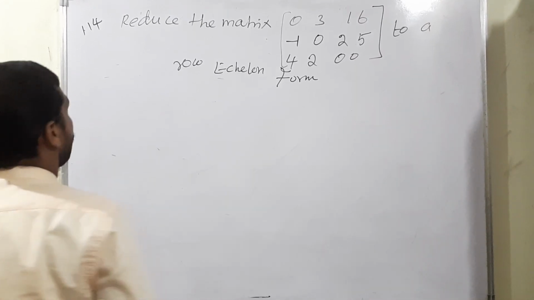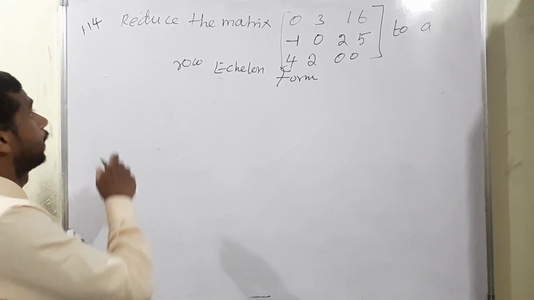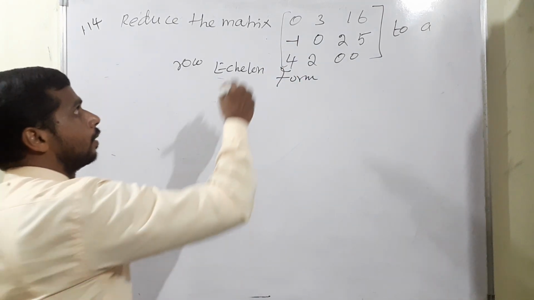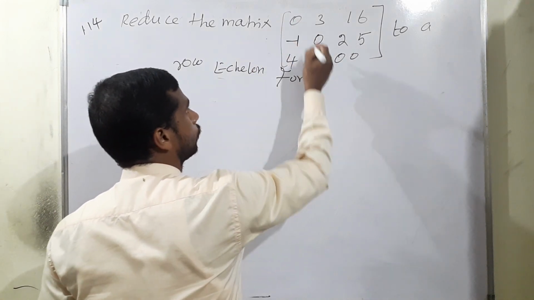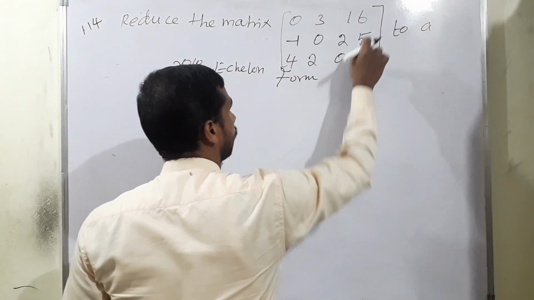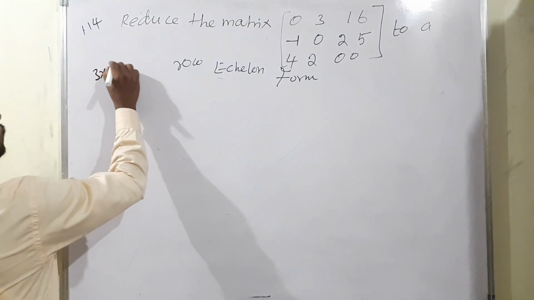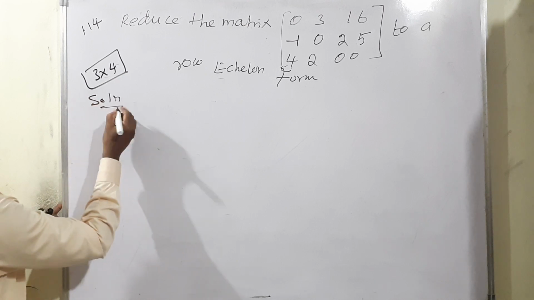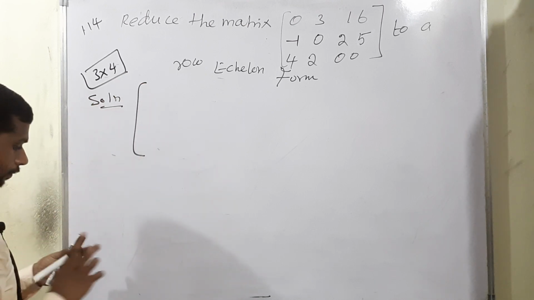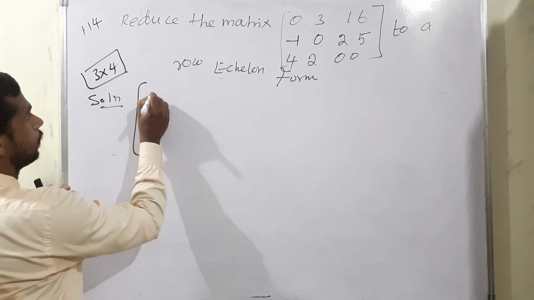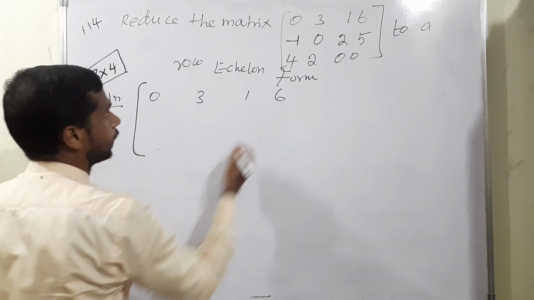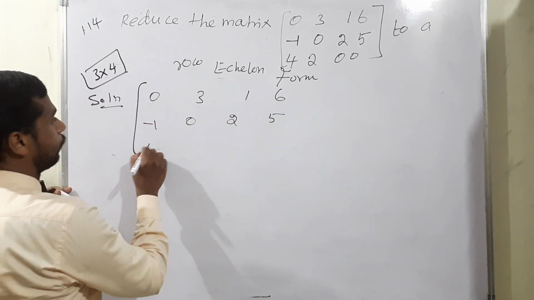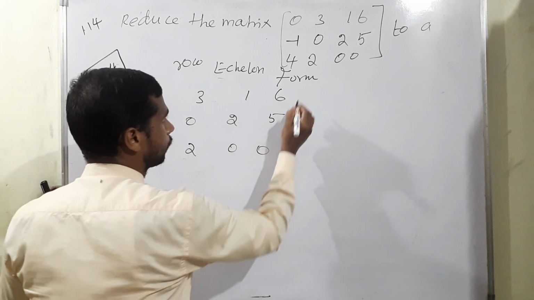So listen, example 1.14 concept is the same as example 1.13, but here the matrix is different. So row 1, row 2, row 3, but column 1, column 2, column 3, column 4. Therefore we can say this is called a 3 into 4 matrix. The solution: the terms 0, 3, 1, 6. Then minus 1, 0, 2 and 5. Then 4, 2, 0, 0.